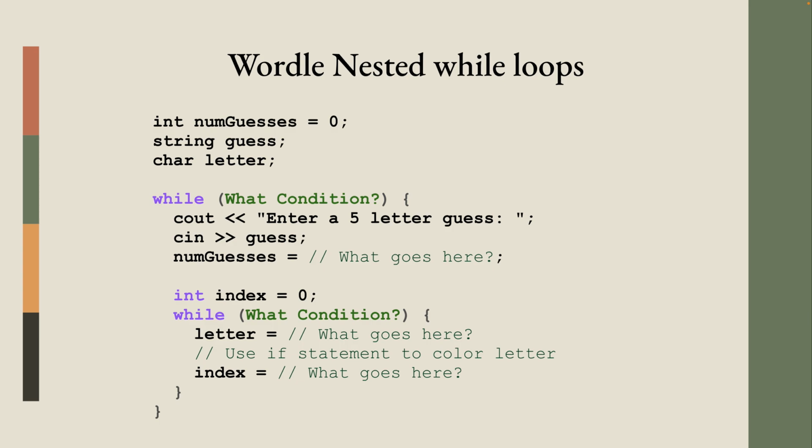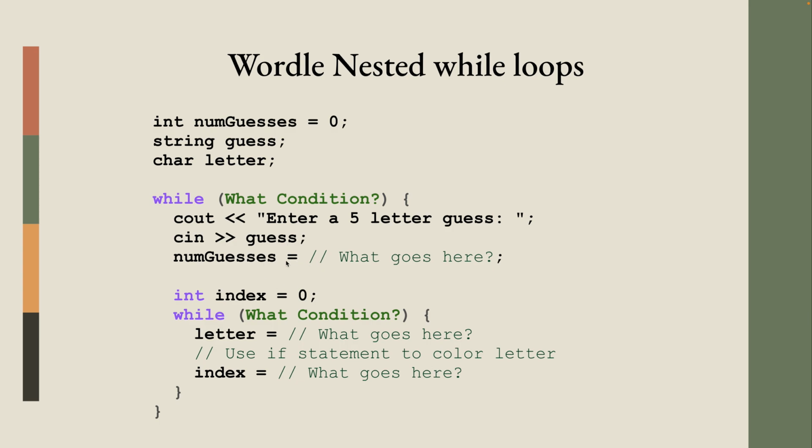Let's first just start with this first condition, and we'll do it as a class. So the outer loop, each time in the loop, we're going to ask the user for a 5-letter guess. Let's assume there will always be 6 guesses, and we're starting num guesses at 0. What's the condition we want to do here to make sure that we get 6 guesses? Yeah, so num guesses is less than 6, because the first time num guesses is 0, then 1, 2, 3, 4, 5. So yes, num guesses is less than 6.